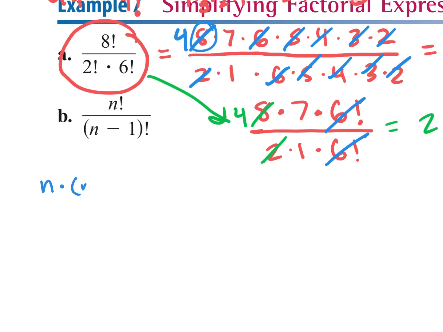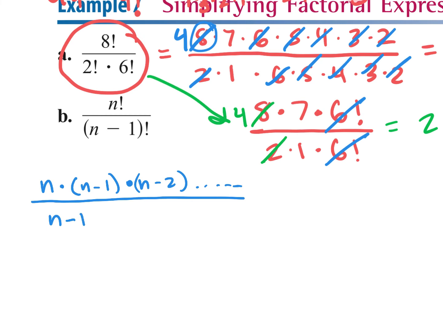So this is n times n minus 1 times n minus 2 times n minus 3. So we just keep subtracting each time, and I'll put a little dot, dot, dot. Well, on the bottom, I have n minus 1. So what comes before n minus 1? n minus 2, times dot, dot, dot. So what cancels? The n minus 1s, the n minus 2s, and then everything that comes after. So everything will cancel after that. So what's my answer? Just n.